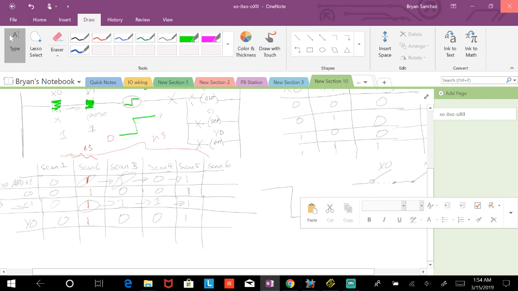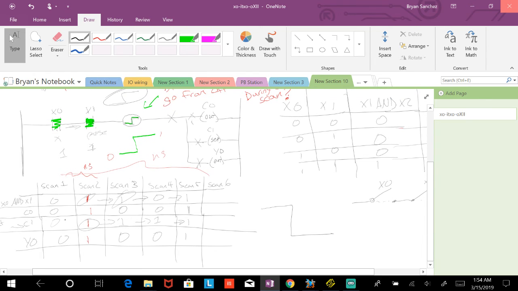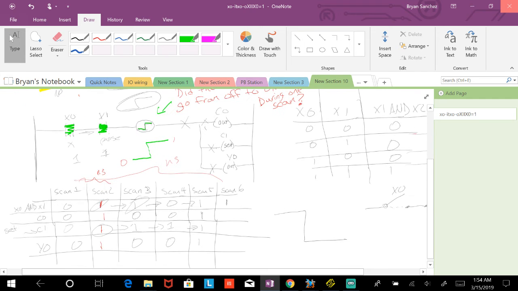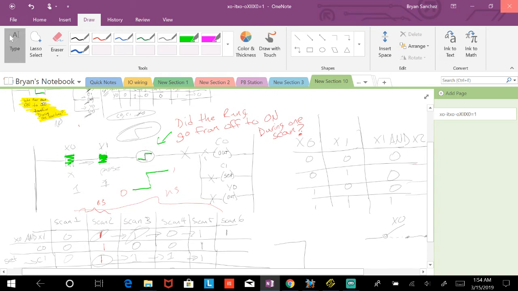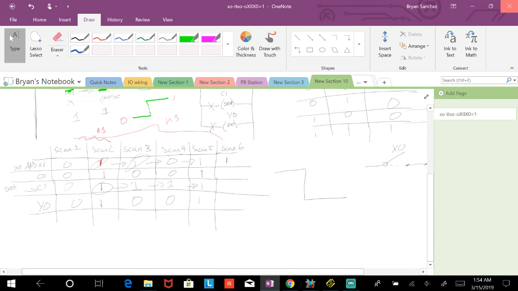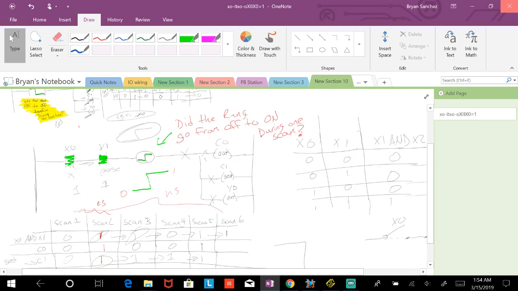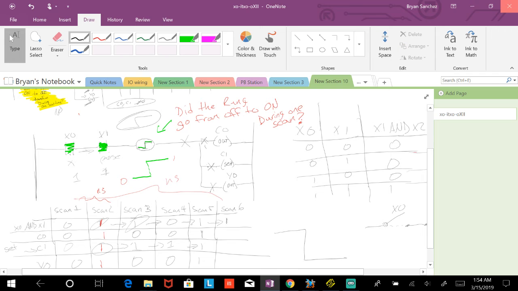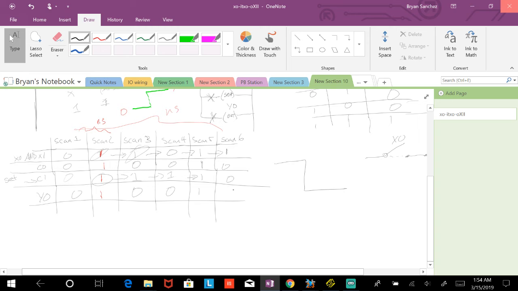Now in scan 6, the rung continues being true. So did the rung go from off to on during one scan time? Well, it went from on to on. It didn't go from off to on. So no. So this instruction doesn't execute, this doesn't execute, doesn't execute. So this one stays at 1, and this one goes back to 0.